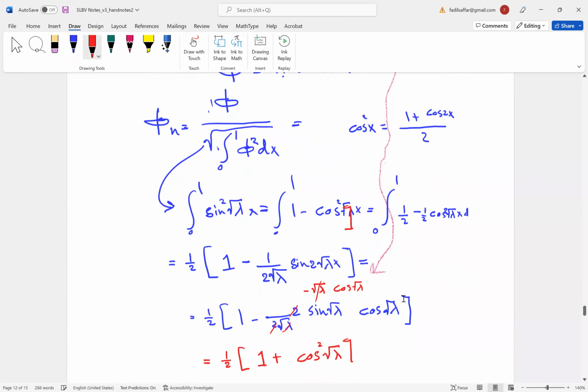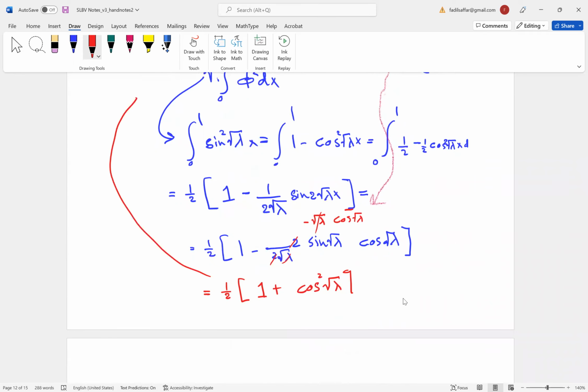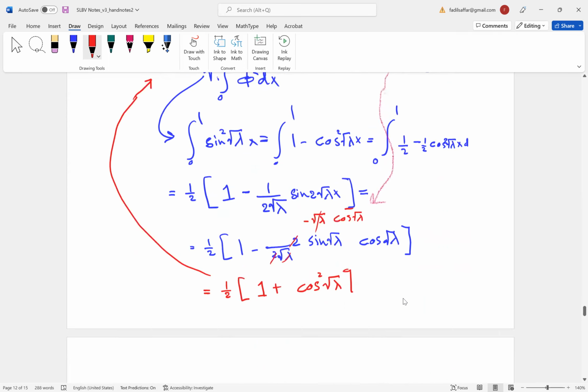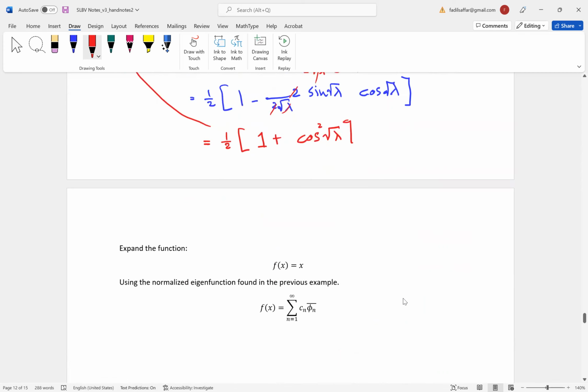And that's that. And this part here should go into the phi n. So now at the end, I'm running out of space. Our phi n is square root of 2 times sine square root of lambda x divided by square root of 1 plus cosine square root of lambda. And this is our normalized eigenfunction.